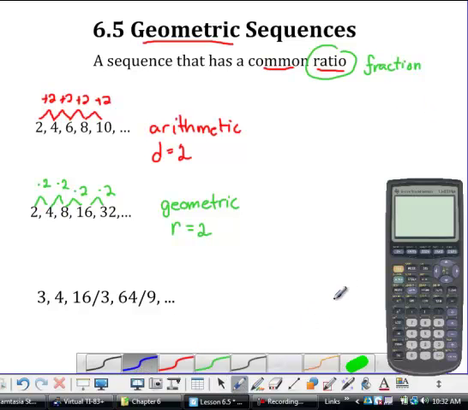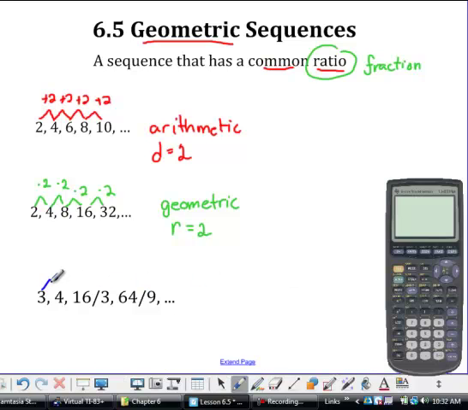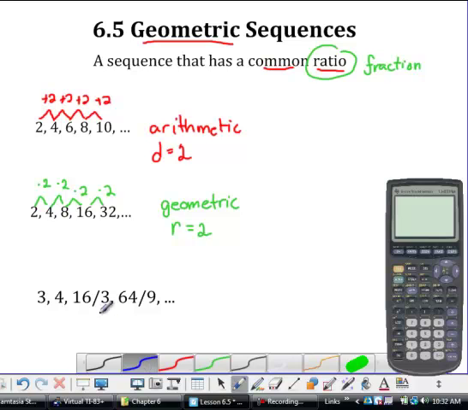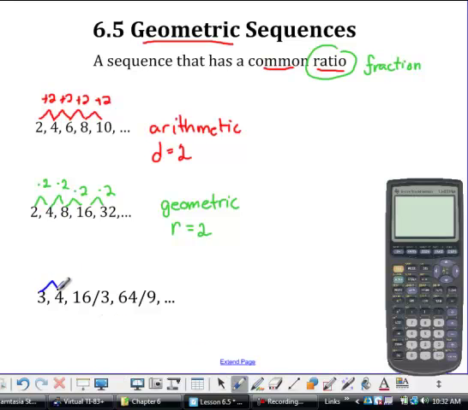Now, in tonight's homework, they may give you a little trickier ones. For example, what did I do to 3 to get to 4? I added 1 on. That's always going to be your first guess. But as soon as you look here, 4 plus 1 does not get you 16. So out goes the arithmetic. Your next choice is to always try the geometric. What did I multiply 3 by to get to 4? It's not so obvious. What did I multiply 4 by to get to 16 over 3?